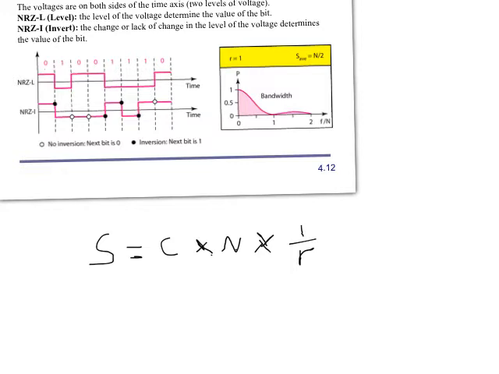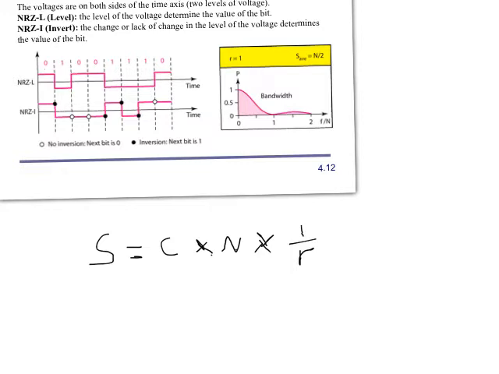Okay? This is no change from the previous one. The previous one still has r of 1, right? and c equals 1/2. So again, the bandwidth or the baud rate or the minimum bandwidth is still N/2.